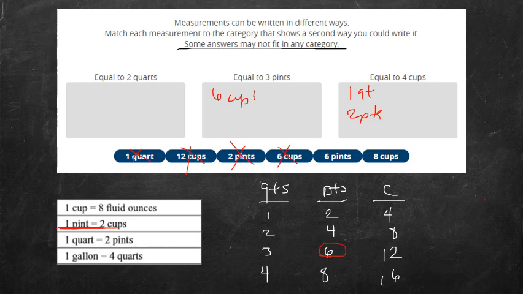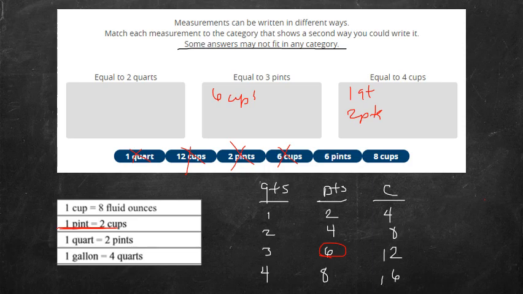So does 6 pints equal 3 quarts? Yes, it equals 3 quarts, but do I have 3 quarts in my options? No, I only have 2 quarts, so I can't use it under the 2 quarts box. Does 6 pints equal 3 pints? Obviously not, because 6 pints is more than 3 pints.